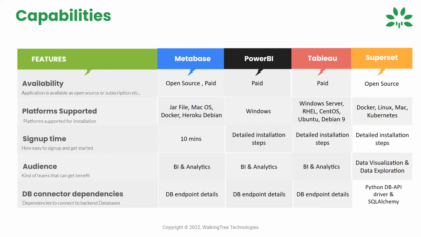or it can be installed on Mac OS, Docker, and even Heroku and Debian. Power BI is available for Windows. Tableau is available for Windows Server, RHEL, CentOS, Ubuntu, and Debian. And Superset is available for Docker, Linux, Mac, and Kubernetes.